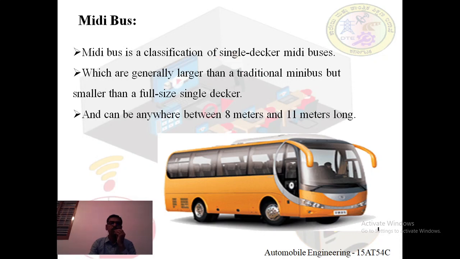Next, midi buses. Midibus is a classification of single decker buses, which are generally larger than a traditional minibus, but smaller than full size single deckers. What is the difference between minibus and midibus? Somewhat larger than minibus and smaller than full size single deckers, that is called midibus, and can be anywhere between 8 meters and 11 meters long.